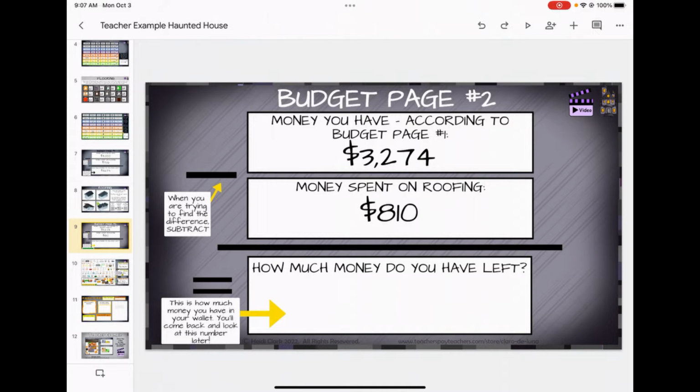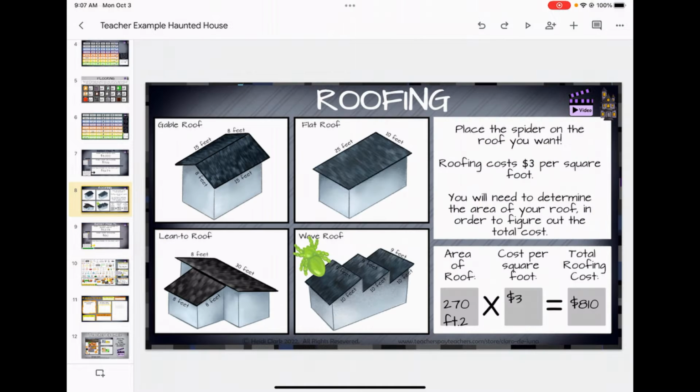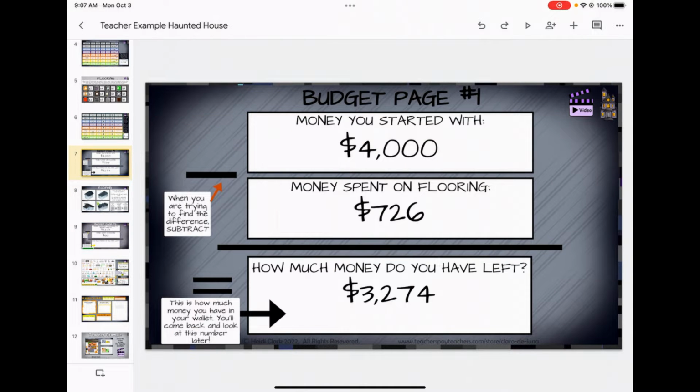Hi everybody, we are building our haunted house and we are on budget page 2. We already did another budget page previously, so I'm going to go up 2 slides and show you. This is the first budget page.